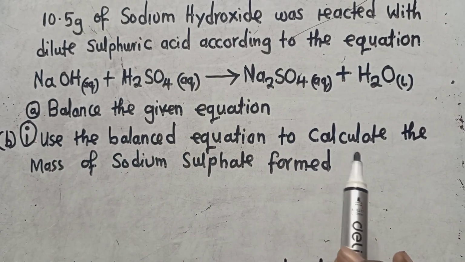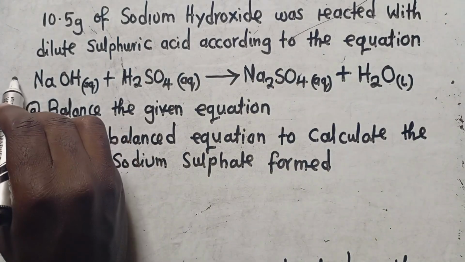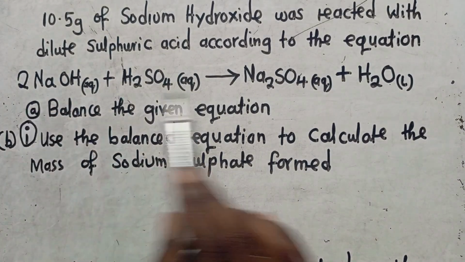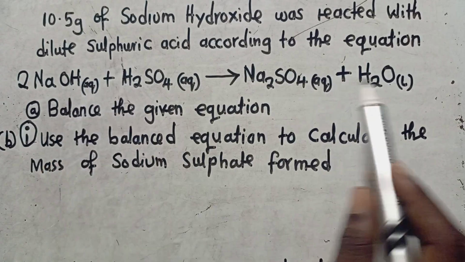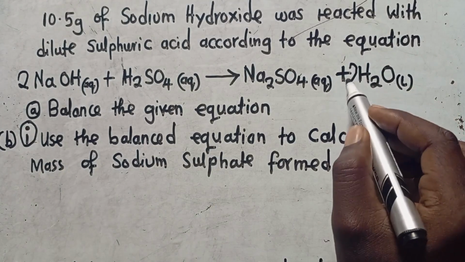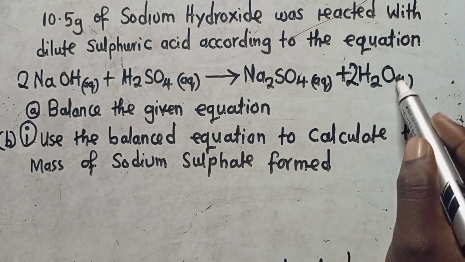You analyze the question. Okay, sodium 2, sodium 1. So you say, let me put a 2 here for sodium. So sodium 2, sodium 2. Hydrogen 2 plus 2, 4. Here you're just having 2. So you also put a 2 here so that it becomes a 4.